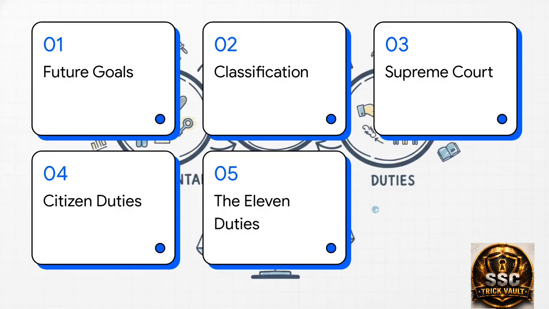So, here's our roadmap for today's explainer. We'll kick things off with the state's future goals, then move into classifying the principles. After that, we'll dive into the Supreme Court battles, unpack the citizens' fundamental duties, and wrap it all up by memorizing the 11 duties. Let's jump in.